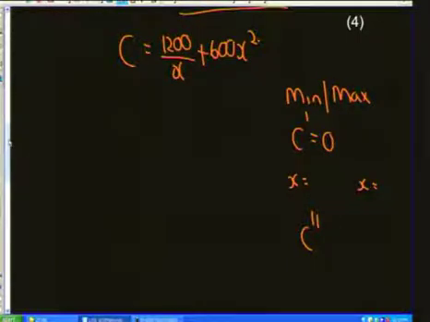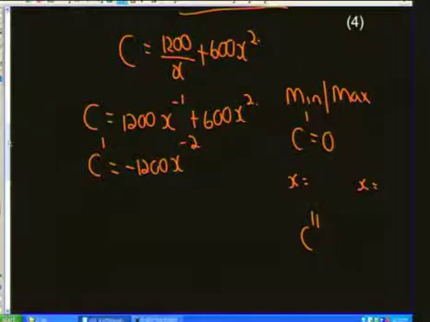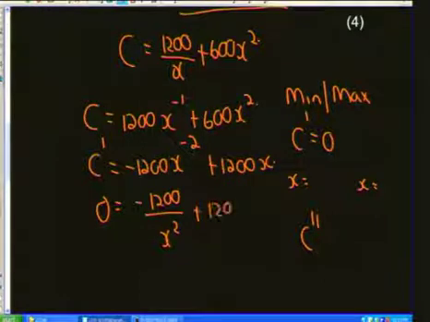Now, if I look at this, for the first derivative, I'd first have to tidy this up. I'd write it as 1200 x to the minus 1 plus 600 x squared. So the derivative would be bringing the minus 1 in front, reduced by 1, plus 1200 x. Right, so tidying it up, we're going to put it equal to 0. So it's minus 1200 over x squared plus 1200 x.